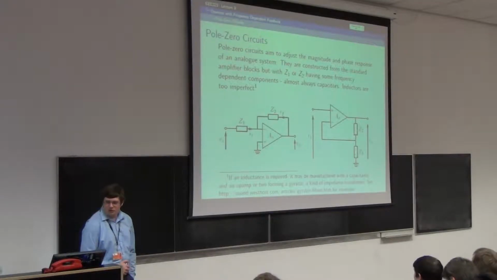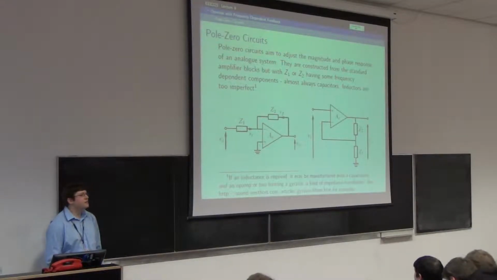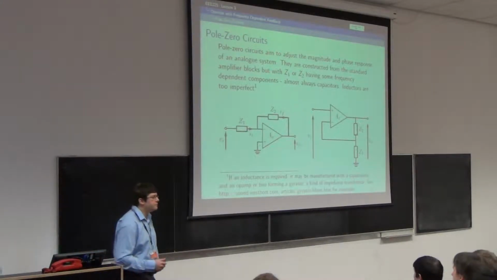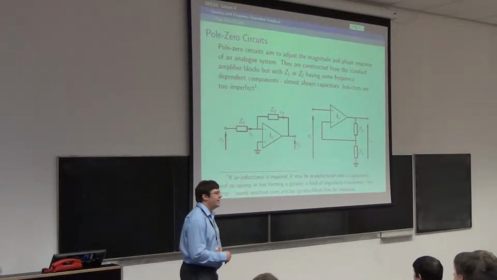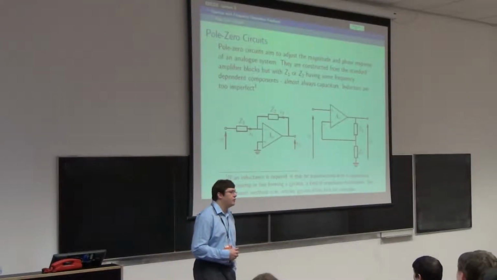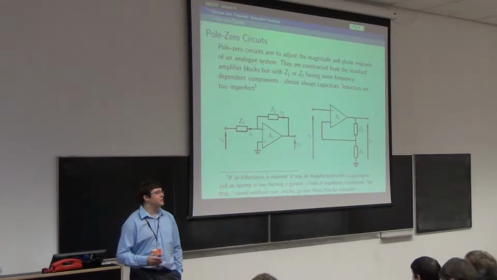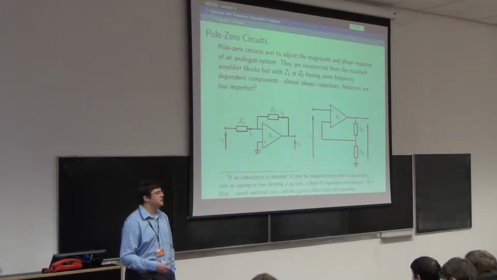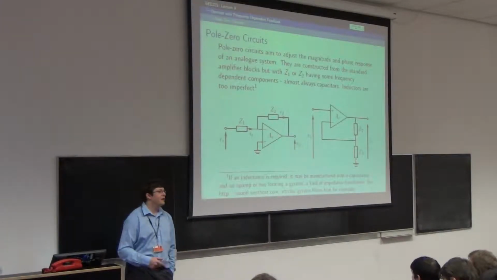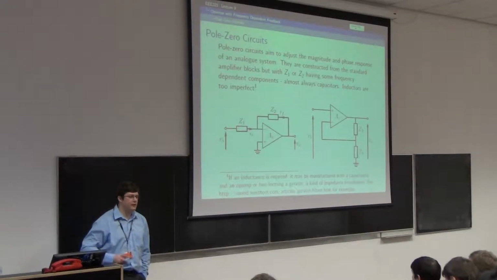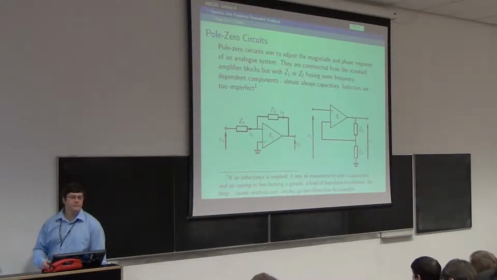So the pole zero circuit aims to adjust the magnitude and the phase of an electronic system by inserting an amplifier. The amplifier doesn't necessarily have to have a gain more than one, but usually you would not decide to have no gain, because you'll put some noise in your system anyway by adding an extra op-amp, and if you don't add any gain, then you'll make the signal to noise worse. But we will talk about that later. So usually you'll put some gain in.